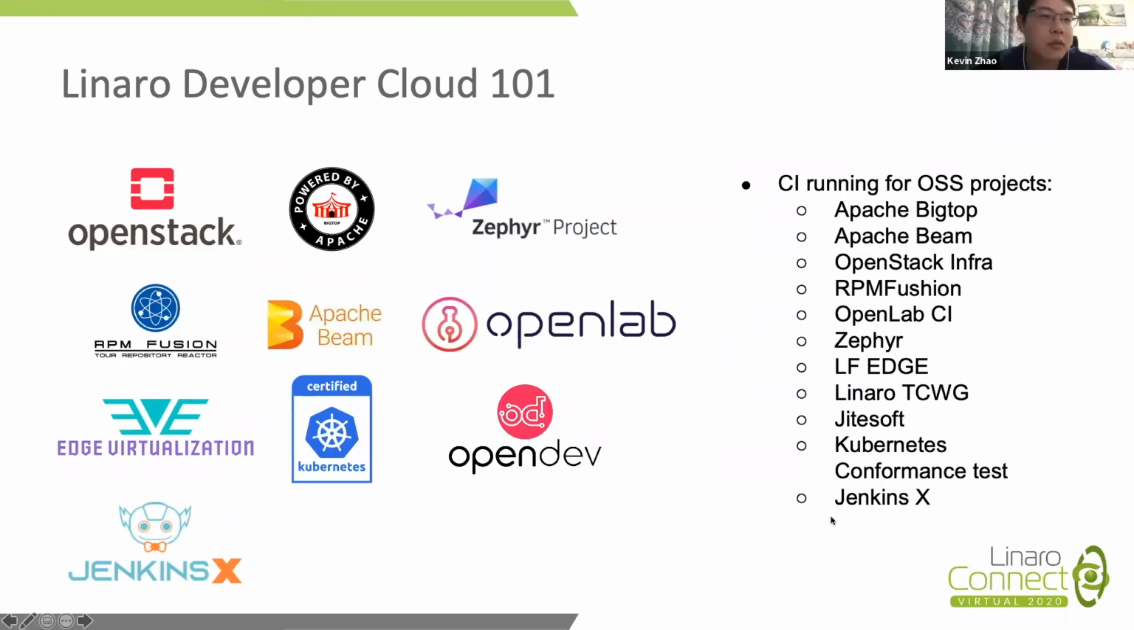The next is the CI collaborations now with Linaro Developer Cloud. Actually, we have a good relationship and collaboration with OpenLab as a node pool, and also serve as Jenkins slaves for Apache Bigtop and Apache Beam, and we are also collaborating with Zephyr and RPM Fusion. And actually, we can offer ARM-based open source CI resources.